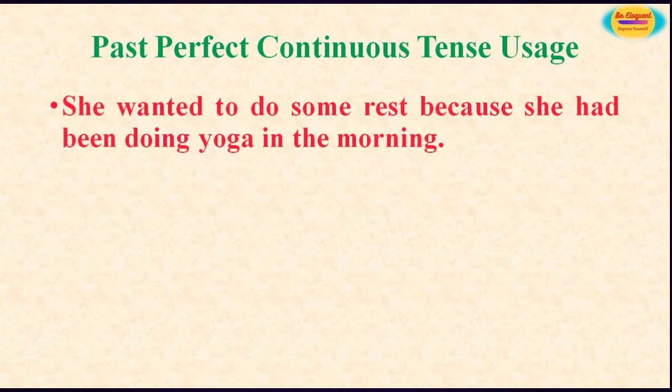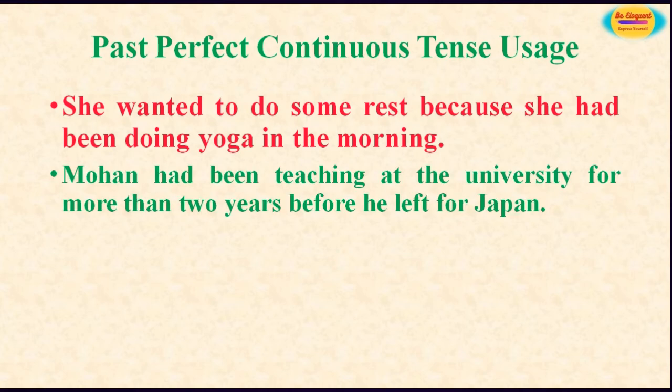There are several situations where past perfect continuous tense can be used. We use the past perfect continuous to show that something started in the past and continued for some time in the past. Look at the examples. She wanted to do some rest because she had been doing yoga in the morning. Look at another example. Mohan had been teaching at the university for more than 2 years before he left for Japan.